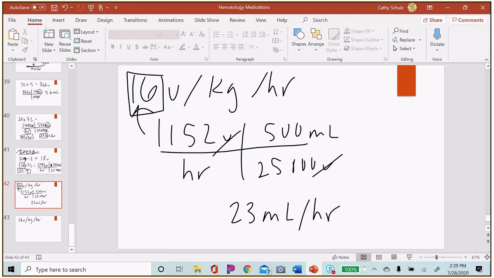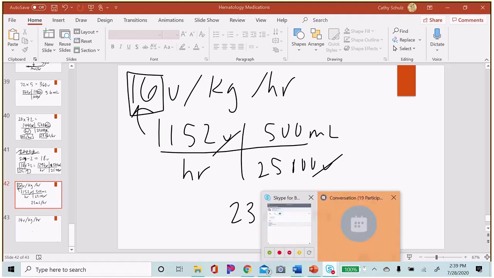So maybe the test question says the patient weighs such and such, their current heparin drip is running at 25 units per kilogram per hour. The order says to adjust up or down depending on PTT, and the PTT is this. Then you would adjust it from wherever you left off. So those are how the questions will be.